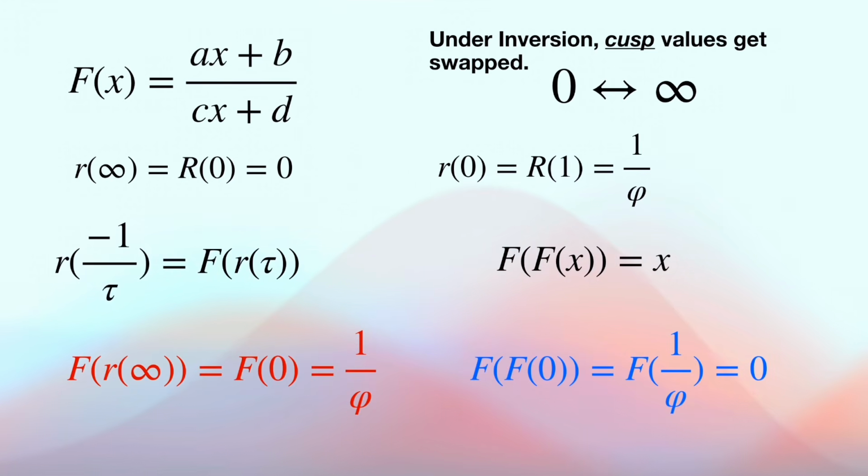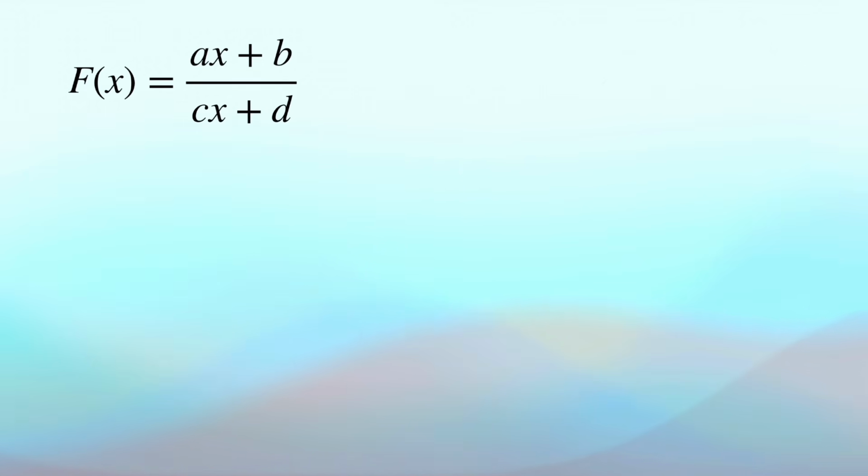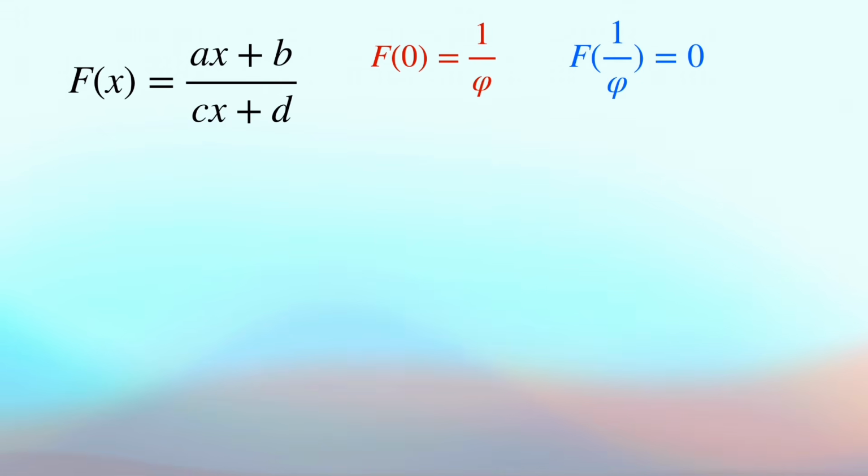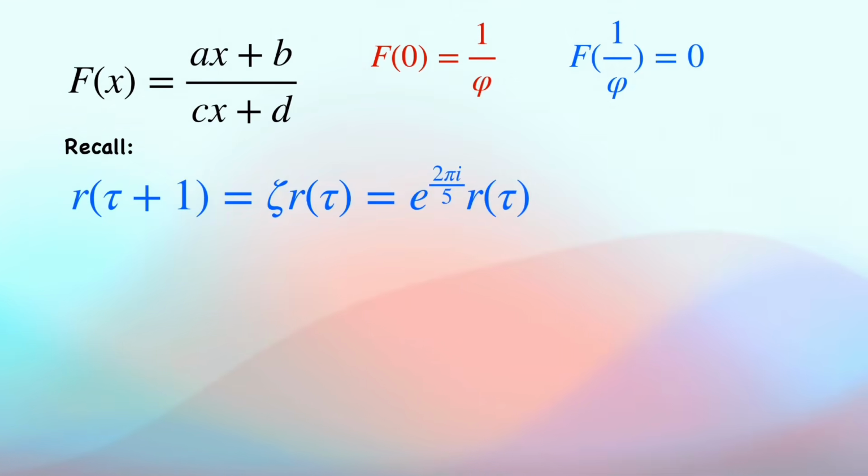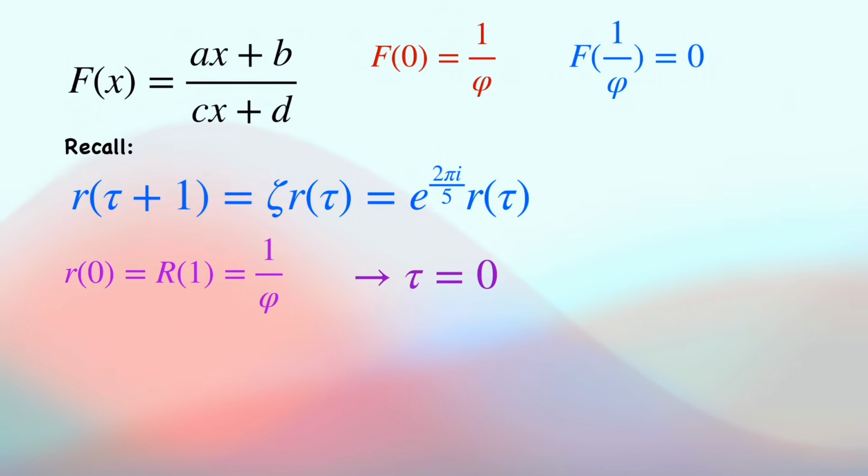So inversion gives us 2 image points of our map, our Mobius map f of x, the one that we're trying to determine for our function r of tau. But we need 3 image points to determine this map. So our last one will come in the way of the translation map. Recall that the translation map of tau will pick up a root of unity for r of tau.